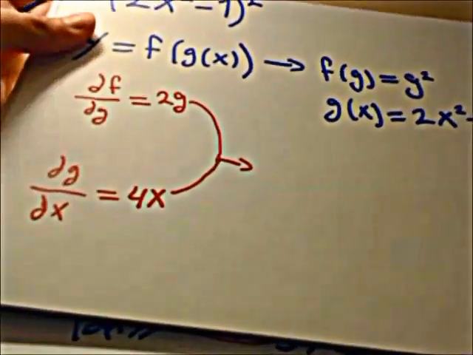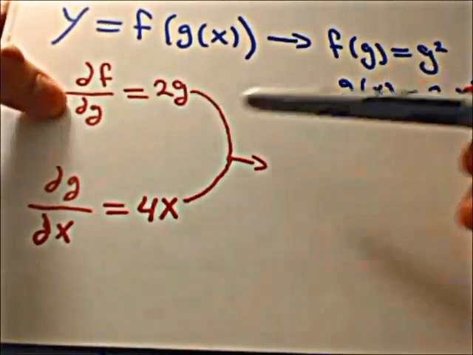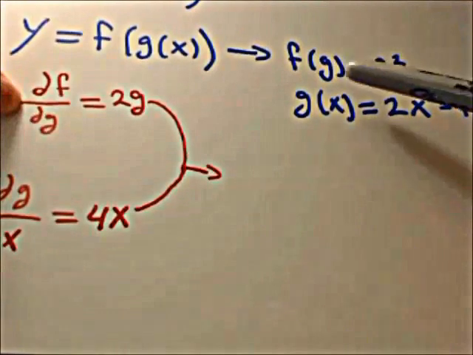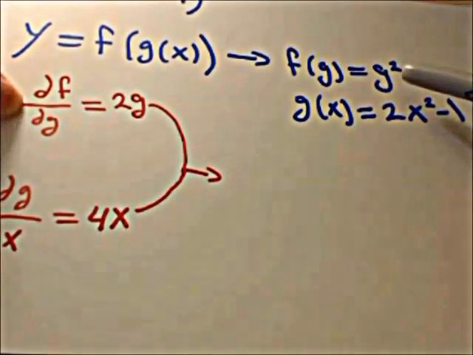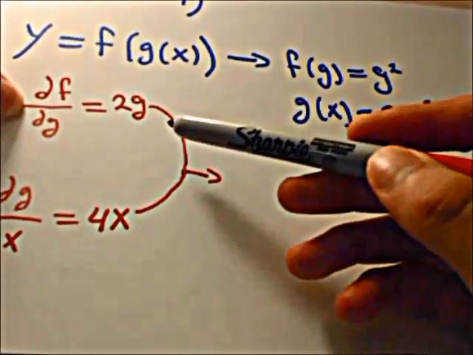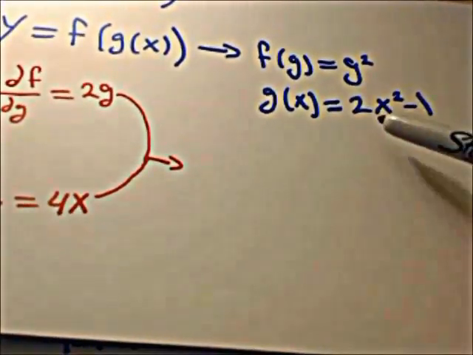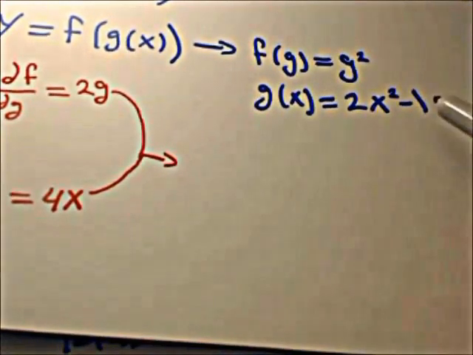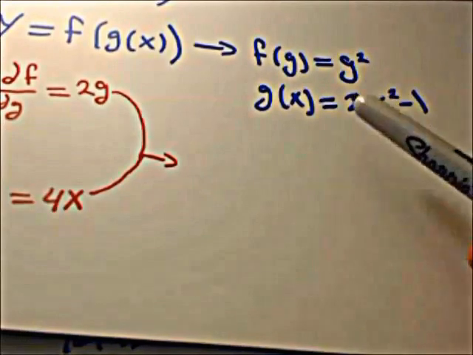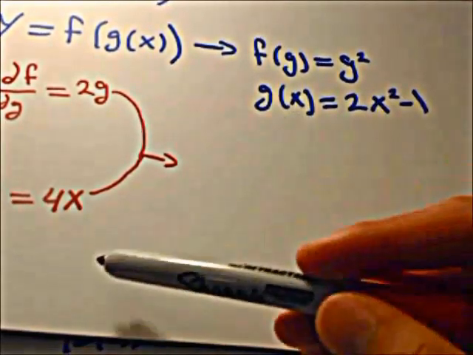So let's say df/dg, the derivative of f of g, which is g squared. If we take the derivative of g squared, it's going to become 2g, nice and simple. Same thing for g of x: take the derivative of 2x squared minus 1. Minus 1 is going to be 0 because any constant is 0. For 2x squared, we multiply by the power, so it's going to be 4x.